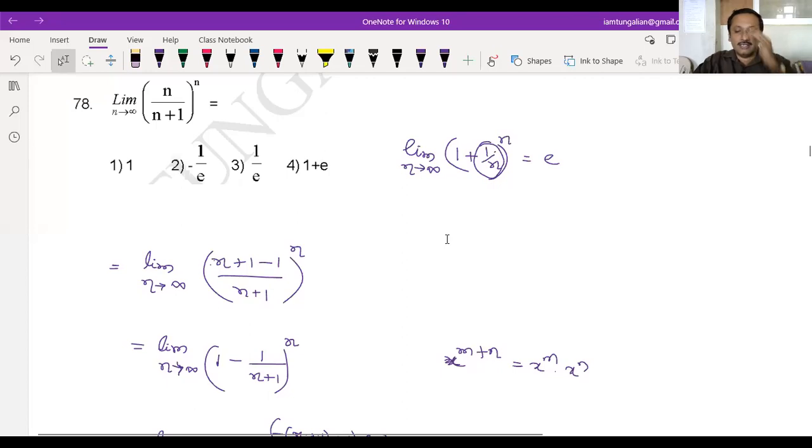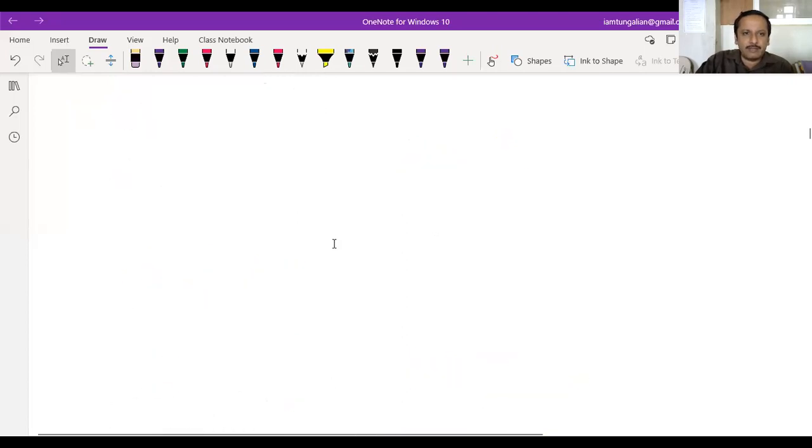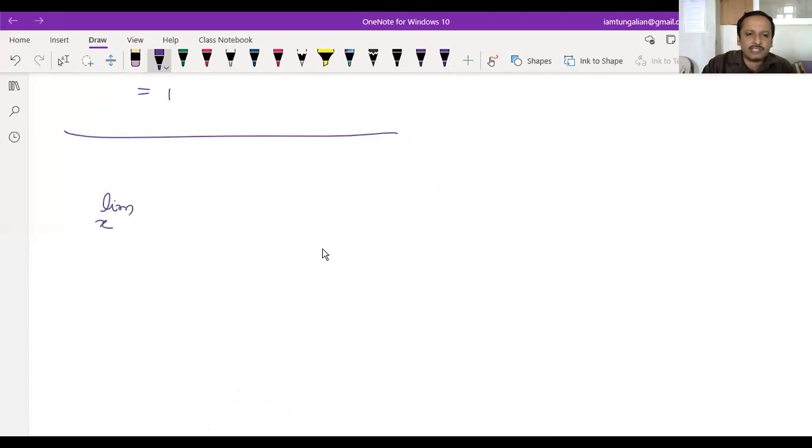I'll give you another formula. Don't worry, I'll give you one more method for this problem. I need some space. Okay, here it is. I'll give you one formula, then say whether you can use this formula. Now suppose you have a limit x tends to infinity, f of x to the power g of x.